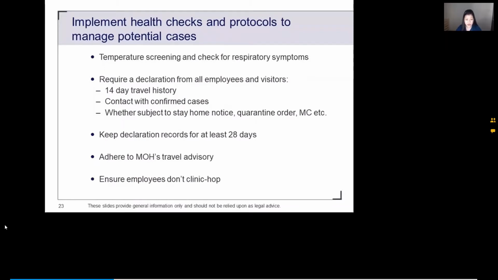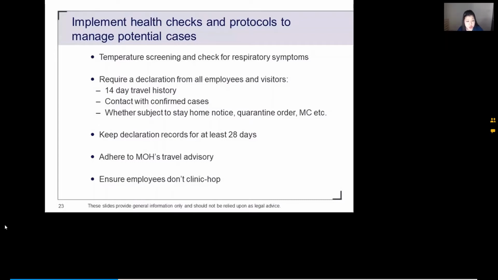Employers are also required to conduct regular temperature checks. So this could be twice daily or where relevant. And also, declarations are required for on-site visitors. Before being allowed to enter the workplace premises, employees and visitors must declare their recent 14-day travel history and whether they have been in contact with any confirmed cases or whether they have received a quarantine order, isolation order, stay home order, or MC. And the records must be kept by the employer for at least 28 days for inspection purposes.